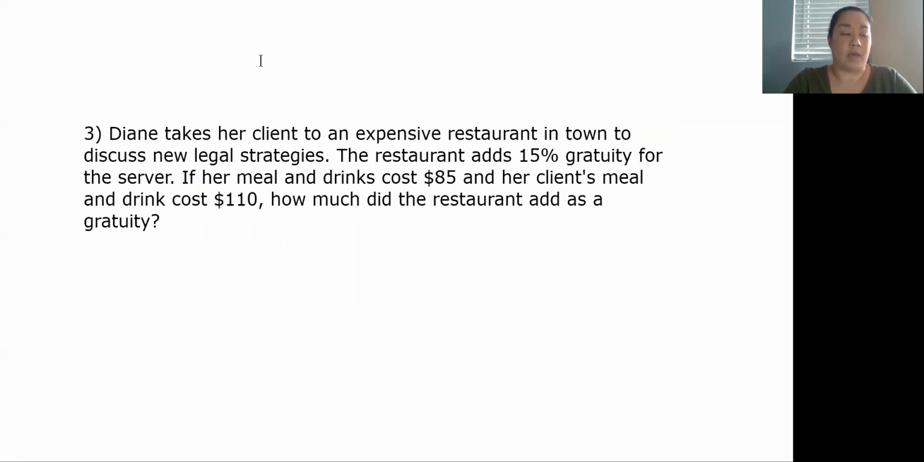Okay, now let's see. So reading through it. Diane takes her client to an expensive restaurant in town to discuss new legal strategies. The restaurant adds 15%. So 15%. Remember how to change a percent to a decimal? You have to move the decimal over 2 times. So that means it's 0.15 for the decimal, right?